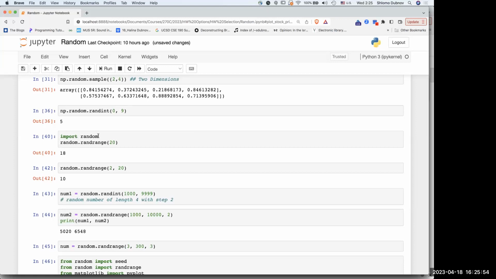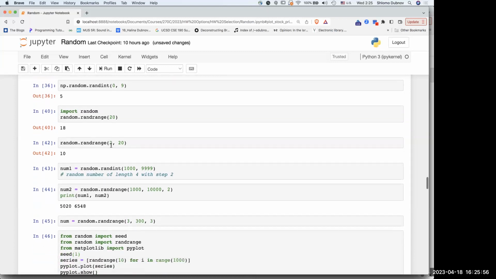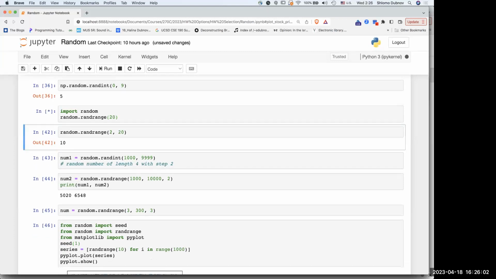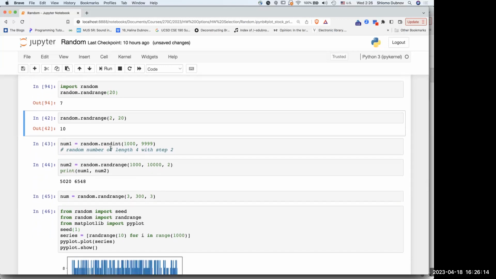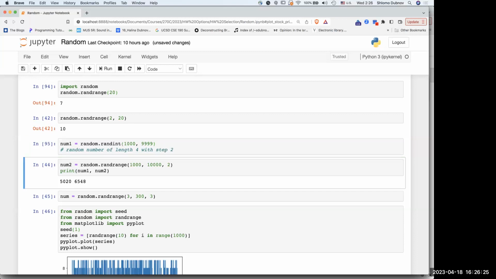If you use the native random, not the NumPy, you have again random for a range of numbers. It'll be from 0 to 19. Every time you run it, we'll get a different number in that range. You can have a range between 2 and 20, so you'll get basically from 2 to 19 here. For instance, here you get random numbers between 1 and 9,999. So you'll get basically a 4-digit random number every time.